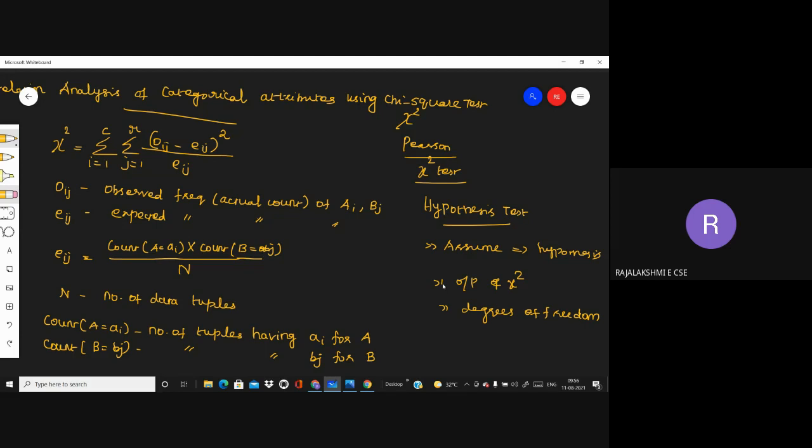If that value was greater or smaller, depending upon that, my assumption will become true or my assumption will become false. Either I will accept this hypothesis or I will be rejecting this hypothesis. Yes or no?